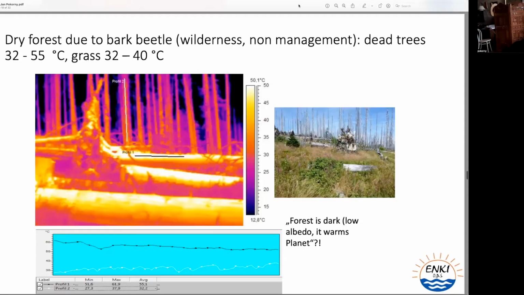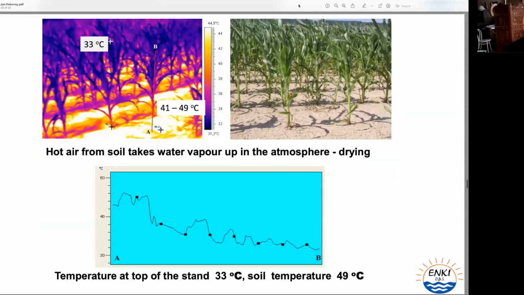Please, next one. If we cut forest or if it is dry due to bark beetle, then we have very high temperature of this dead forest, up to 60 degrees. Next one. And this is corn.